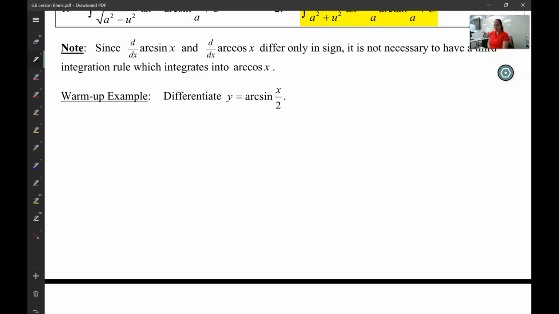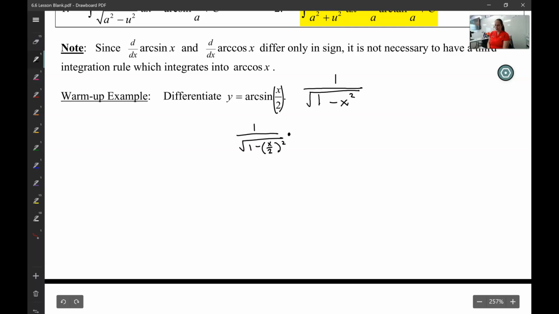So, if you remember, the differentiating rule for arcsine is that. That was the rule for arcsine. That's what we learned a couple chapters ago. So if I want to take the derivative of this, it's going to be a chain rule, where I take 1 over the square root of 1 minus, instead of x, what's on the inside here, and then times the derivative of the inside, which is going to be 1/2. So that's our chain rule.